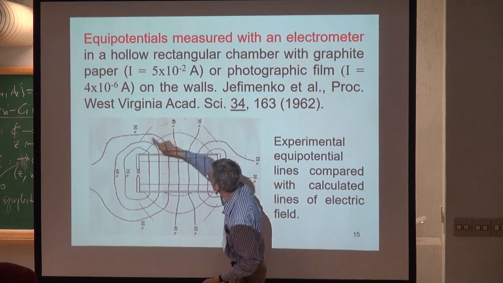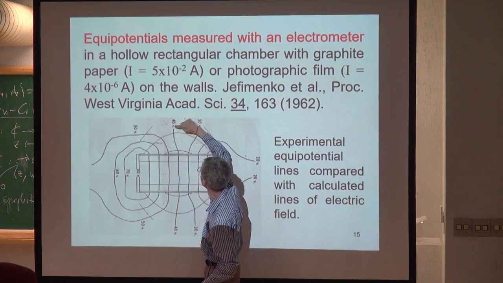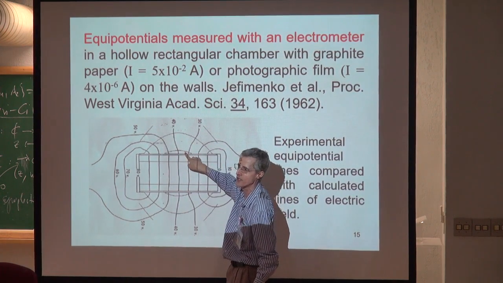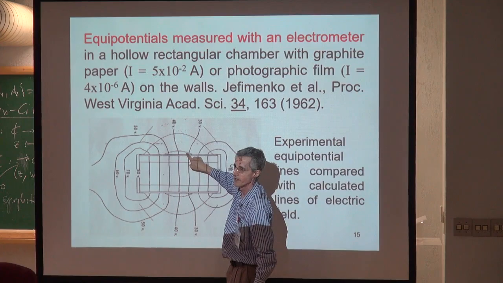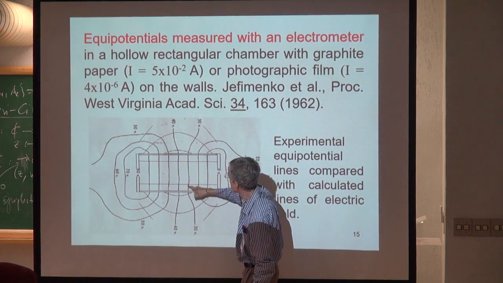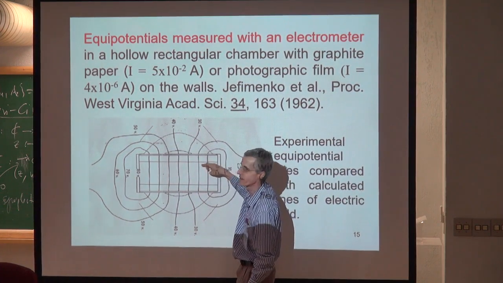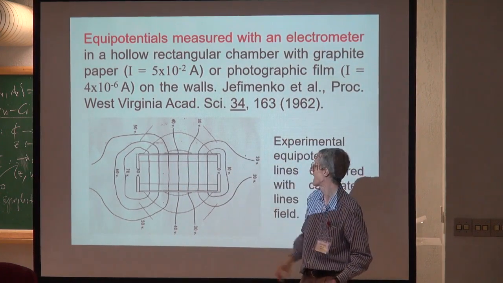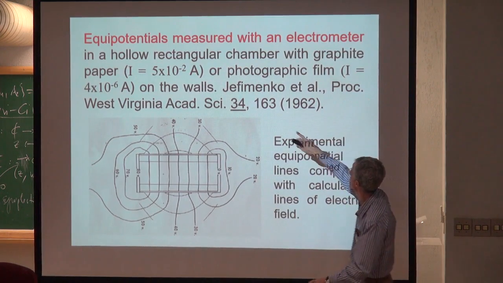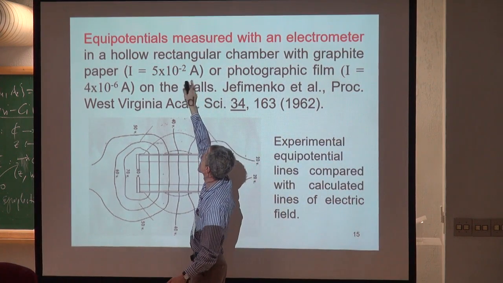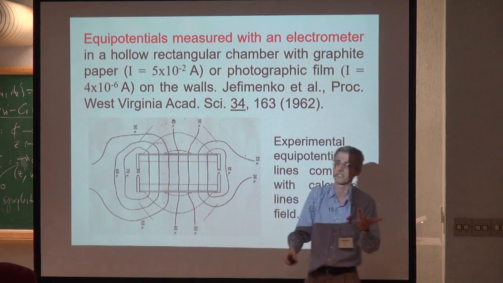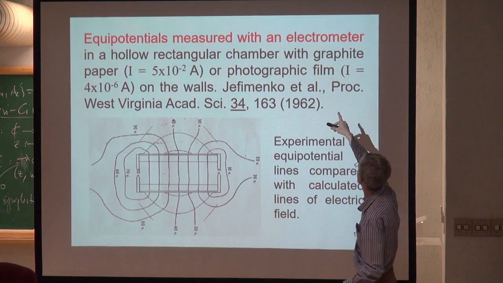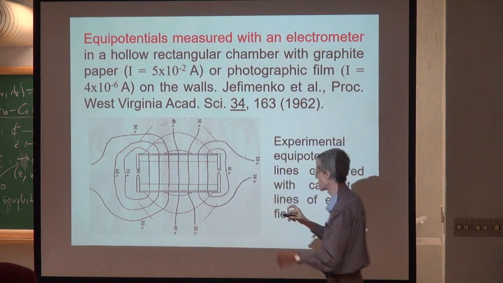These are his experimental lines, 50 volts, 40 volts, 30 volts, and these are the theoretical calculations of Weber. Inside, these are the equipotential lines and the electric lines orthogonal to them. This is a different kind of experiment. He utilized currents of 10 to minus 2 or 10 to minus 6 amperes, and he had a graphite paper and so on.